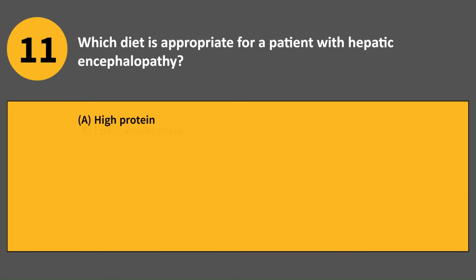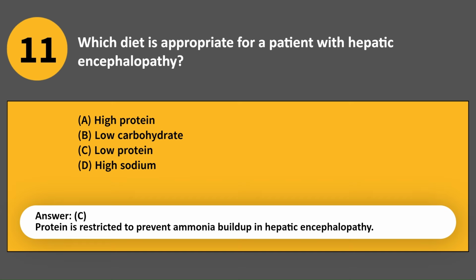Which diet is appropriate for a patient with hepatic encephalopathy? A. High protein. B. Low carbohydrate. C. Low protein. D. High sodium. Answer: C. Protein is restricted to prevent ammonia buildup in hepatic encephalopathy.